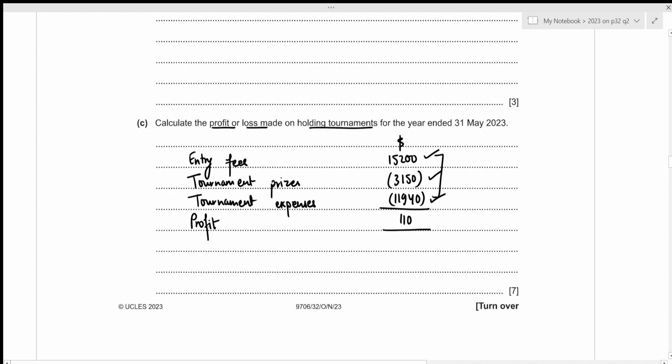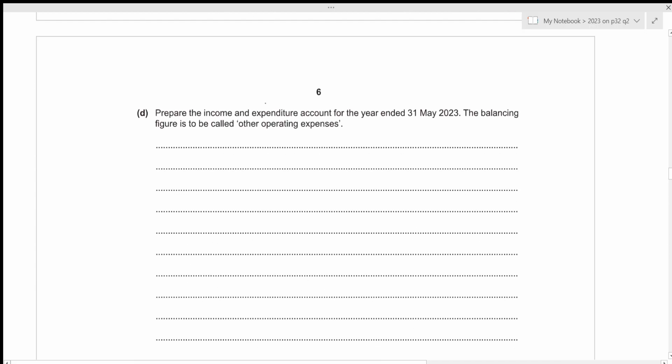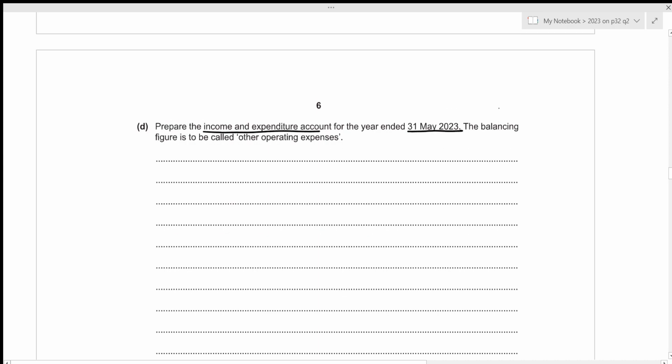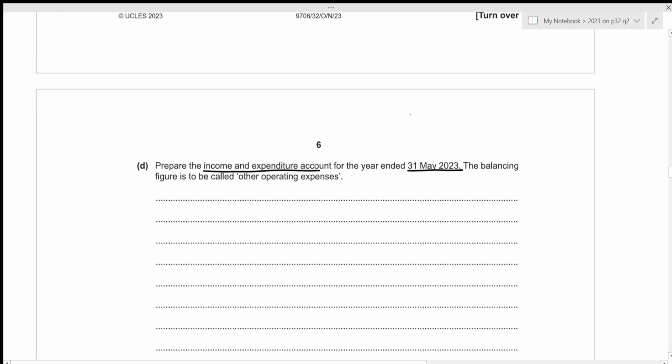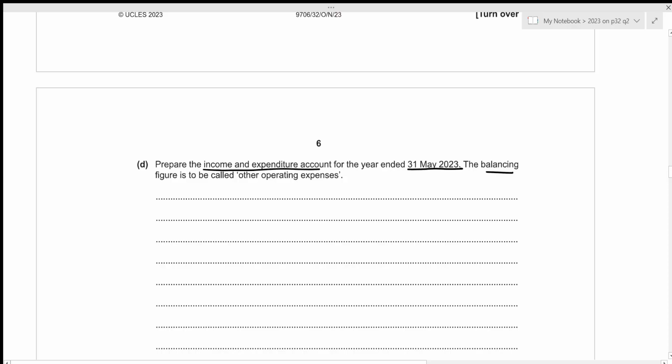Let's move towards the fourth one. We now need to prepare the income and expenditure account for the year ended 31st May 2023. And remember that the income and expenditure account is prepared in order to get the surplus or deficit. But in this case, we have already figured out that there will be a deficit of 620, right? That is why in the question itself, we are told that the balancing figure is to be called other operating expenses. So we need to match the operating expenses such that the deficit will remain at 620.